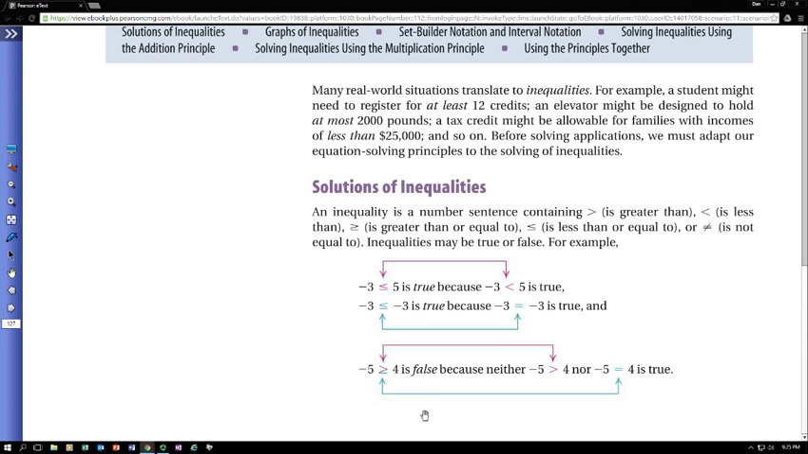Now compared to this one, there's only one way these inequalities can be false, and that is if both of the conditions are not met. So when you say negative 5 is greater than or equal to 4, it's false because negative 5 is not greater than 4, so that's false, and negative 5 is not equal to 4, that's also false. So both conditions make that a false inequality.